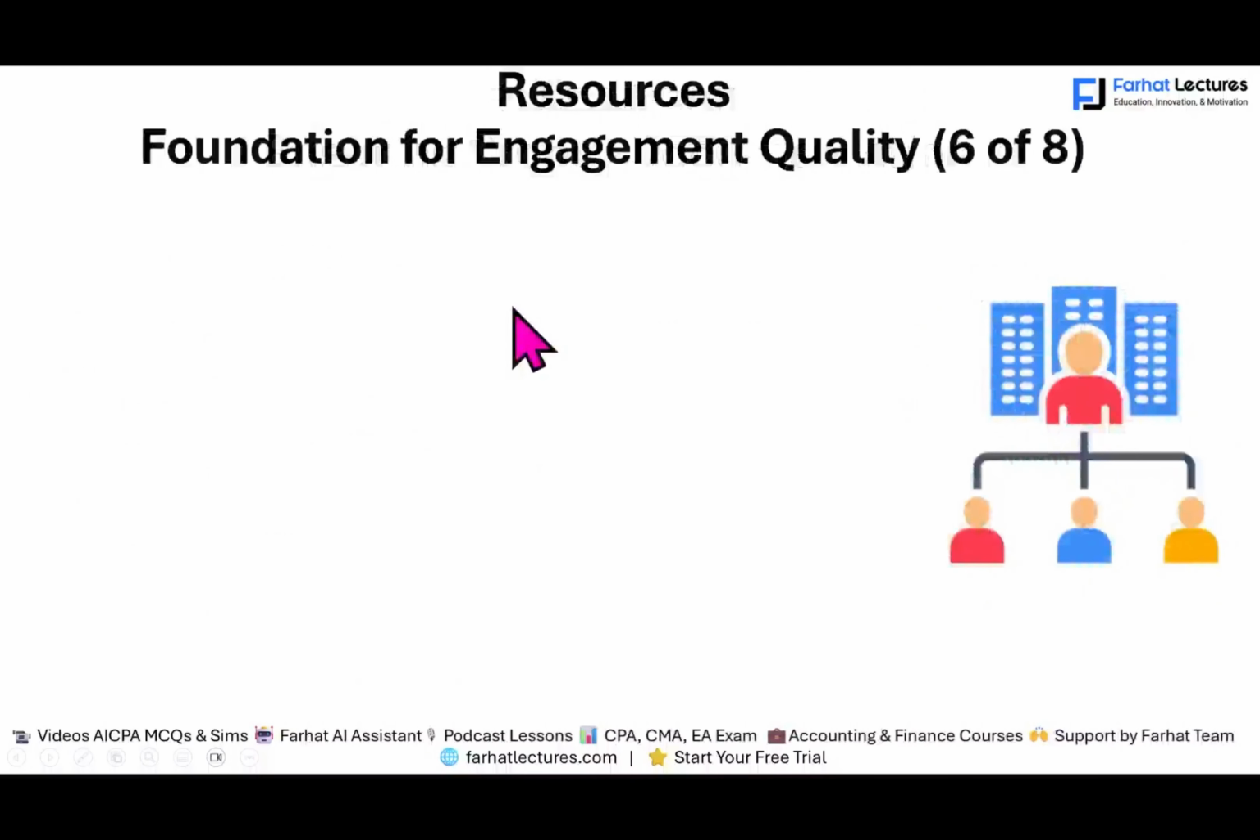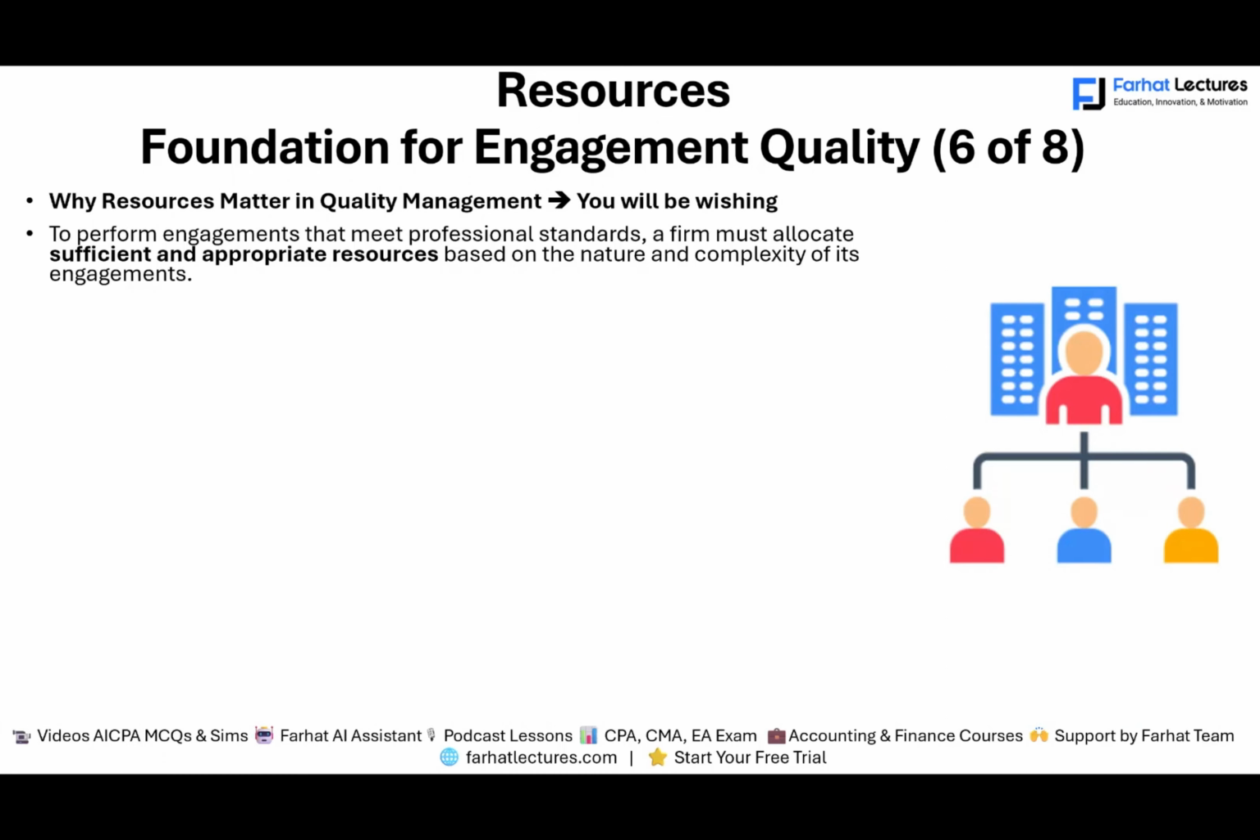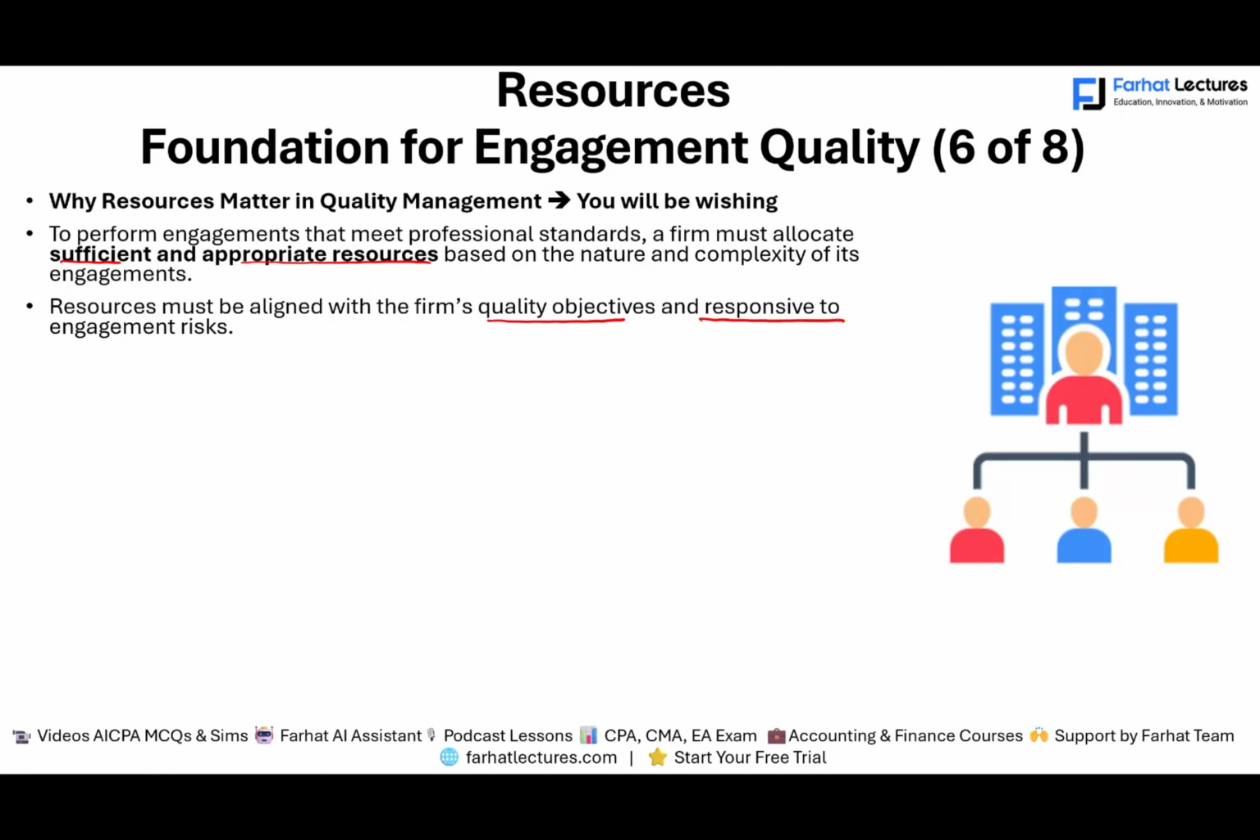Now let's move to element number 6, which is what? The resources. The resources are what? Those are the fuel for the system. So any plan without resources is wishful thinking. If you don't have the proper people, the proper technology, the proper intellectual resources, those are wishful thinking. You cannot complete the job. So to perform engagements that meet professional standards, you must allocate sufficient and appropriate resources based on the nature and the complexity. And the resources must be aligned with the firm's quality objectives and responsive to the engagement risk.